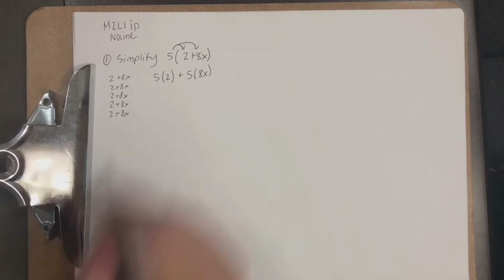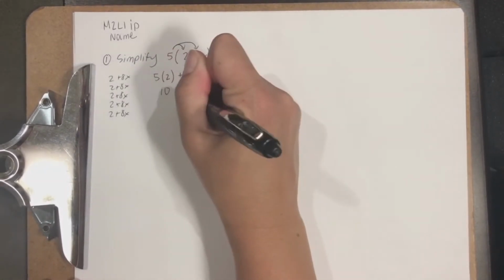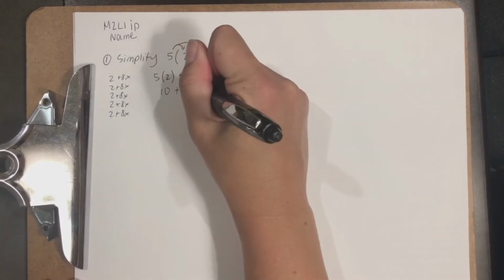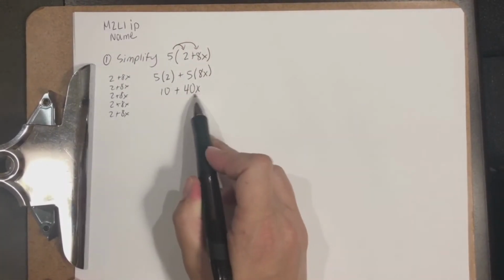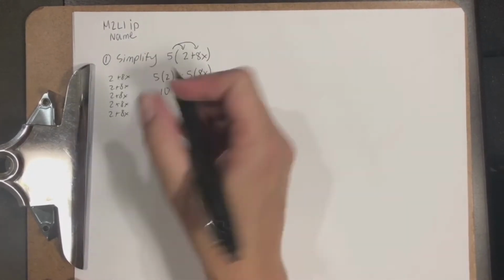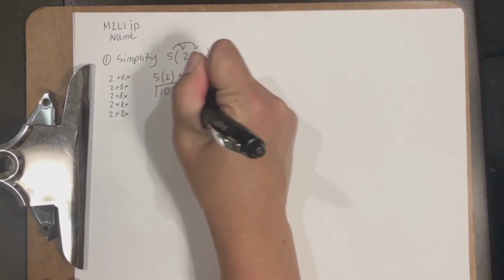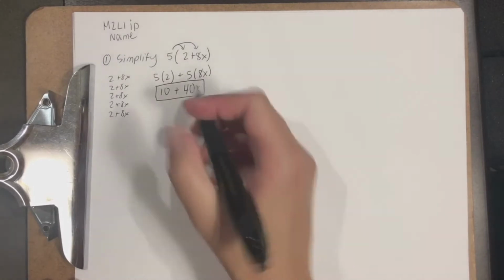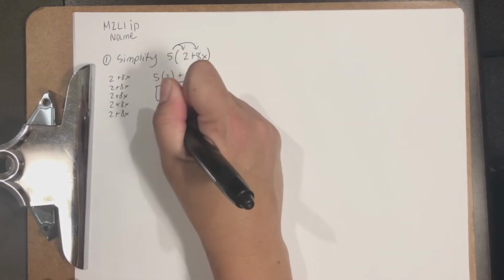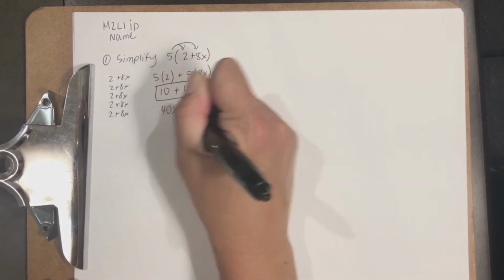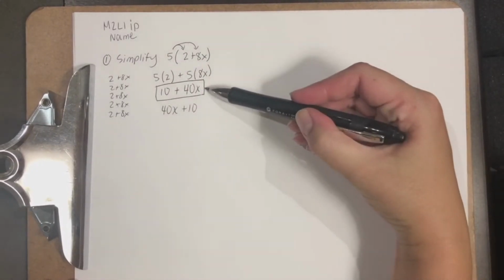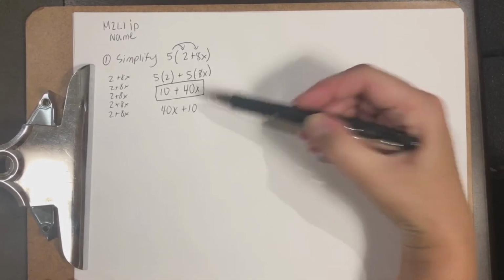And so then we multiply. 5 times 2 is 10, and 5 times 8 is 40, and then we still multiply by the x. So we have 40 x's. And that will be our answer, 10 plus 40x. In the future, as you move into algebra, you'll actually rewrite this in order with the x's first and say 40x plus 10. But for now, we can just leave it like that. Both of these are correct.